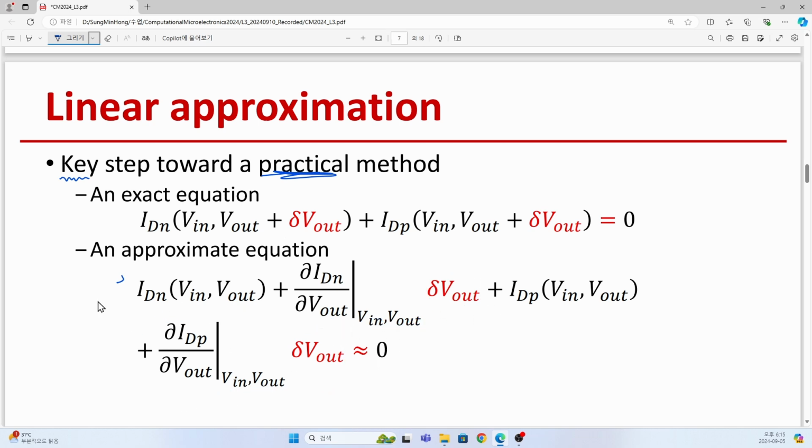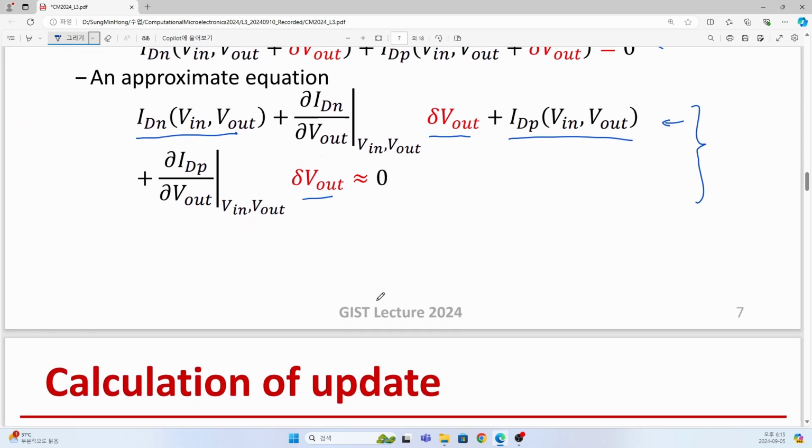The point is, although the original equation contains non-linearity, this approximated equation doesn't have any non-linearity. These terms are linear in our unknown variable delta V out, and the others are just constants. So this equation can be solved quite easily by using a simple calculator. That is the big difference between these two cases.